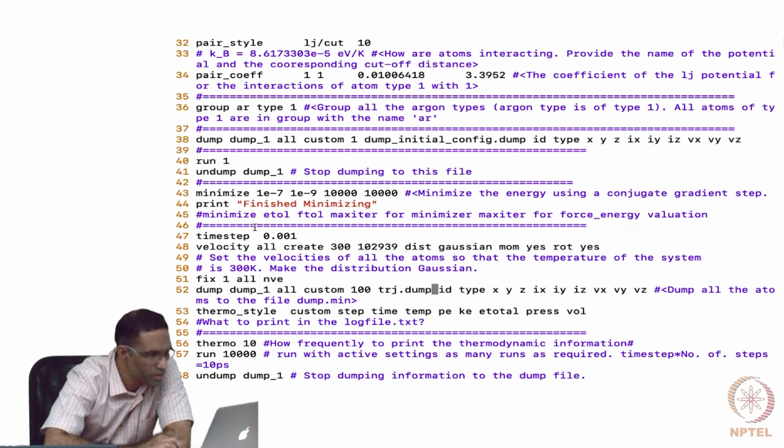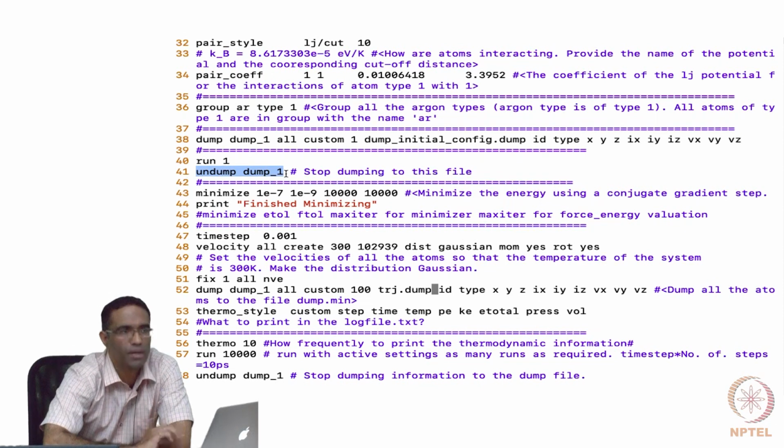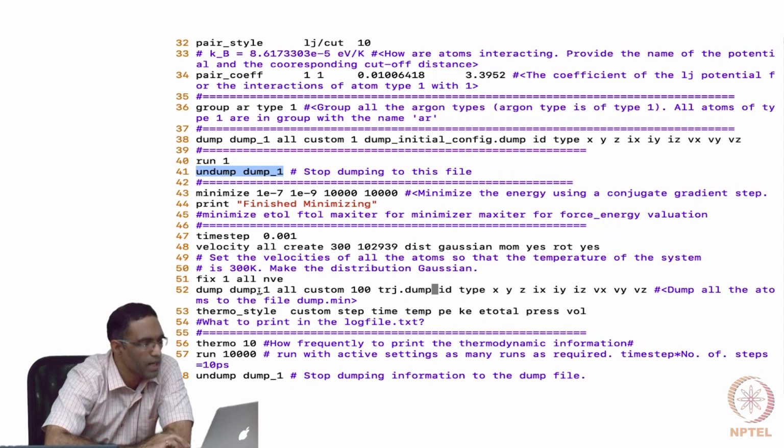One of the things you should notice is that when you use a specific ID, for example, earlier on in the same file I had used a dump command which looks like this, right? This is just to print the initial configuration of the system. I had used exactly the same dump ID. Now if I want to use the same dump ID, I need to undump it, stop the program from writing out information into that file, and then it allows me to use the same dump ID.